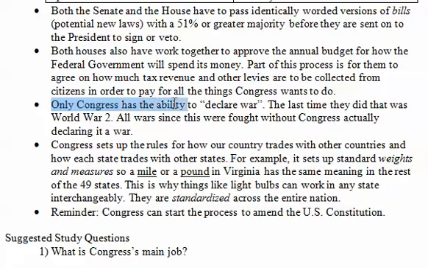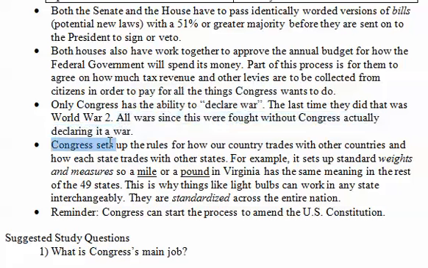Only Congress has the ability to declare war. And notice I put that in quotes there. So that's the official declaration of war. The last time they did that was in World War II, right? We used to do it. We don't do it so much anymore. The president can fight wars without Congress's approval, and he has been doing that for quite a while. All wars since World War II were fought without Congress actually declaring it a war. So they weren't really formally a war. We'll talk more about this in class.